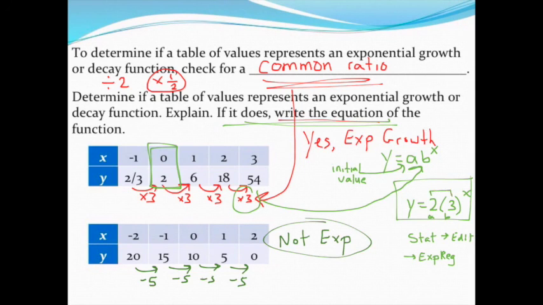Make sure you do not multiply those numbers together. Order of operations says exponents come before we multiply. So this is definitely not equal to 6 to the x power. It's 2 times 3 to the x.